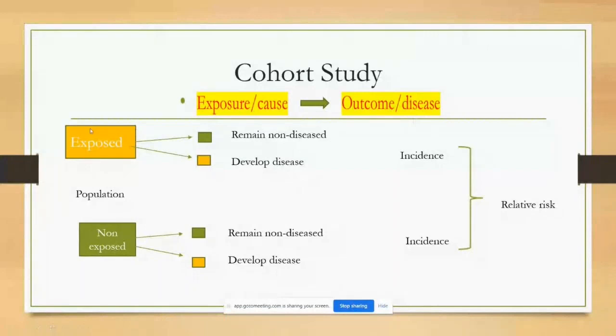If a certain thing is exposed, out of the whole population we can divide it into two groups. One cohort is exposed and another is non-exposed, and we need to compare between them how many of them remain non-diseased and how many of them develop disease. So we need to find out the incidences, and on the basis of relative risk we have to calculate which group is more prone to develop the disease.